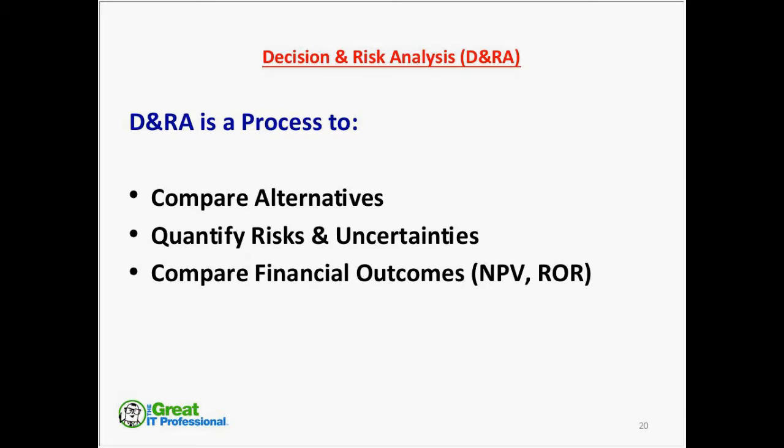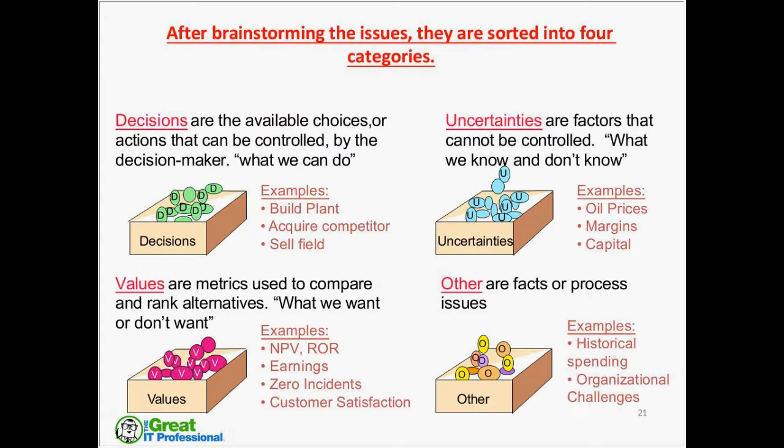On every project, we kick off the project team at the beginning of phase 1 with what we call a brainstorming session to talk about issues. And these issues then are sorted into 4 buckets. They could be decisions. Examples: should we build a plant? Should we acquire a competitor? Should we sell the asset? You look at uncertainties, like in our business, price of oil or gas, margins, capital cost.